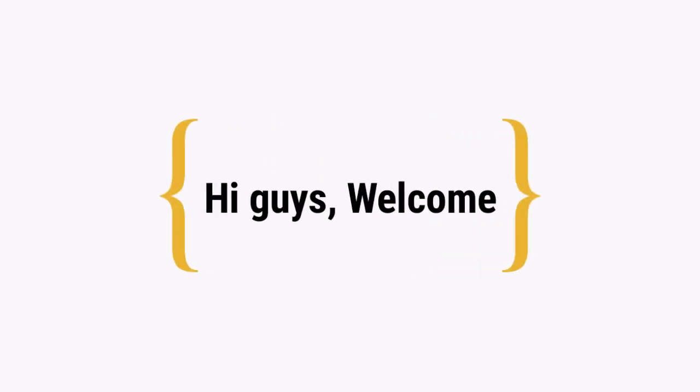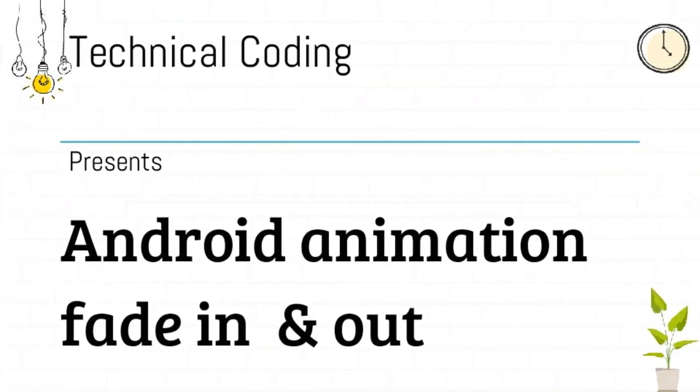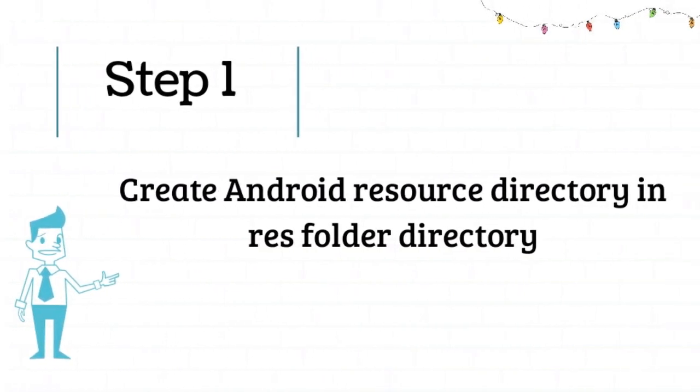Hi guys, welcome. In today's video, we're gonna learn how to create animations in our Android application. Animations are important parts of the UI. They improve our app's quality and user interaction. To create our animations, we need to create an Android resource directory in our project.